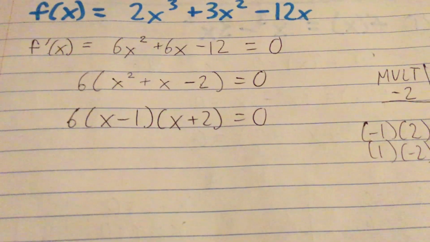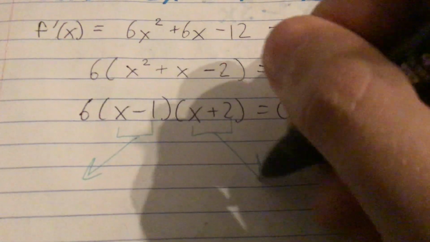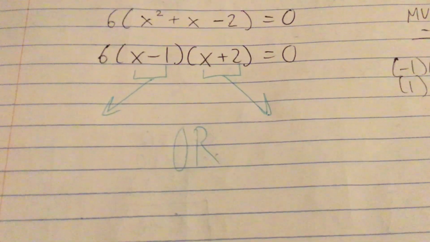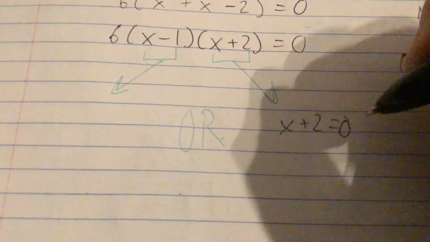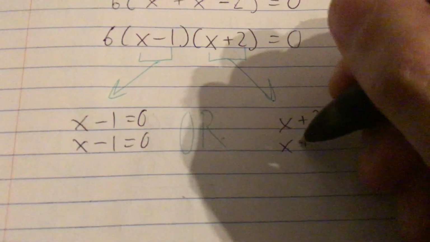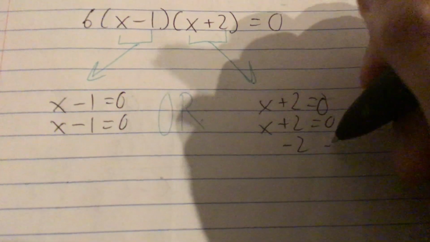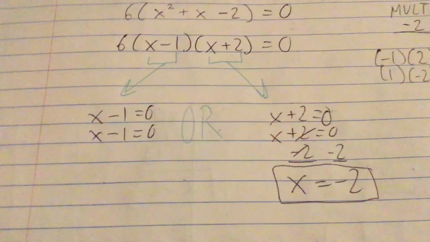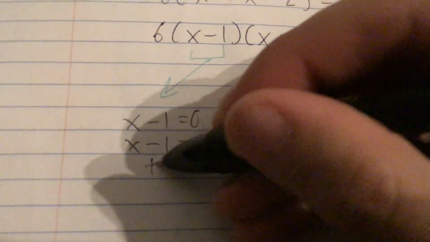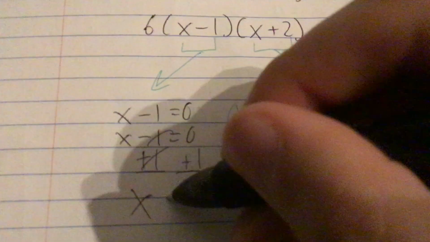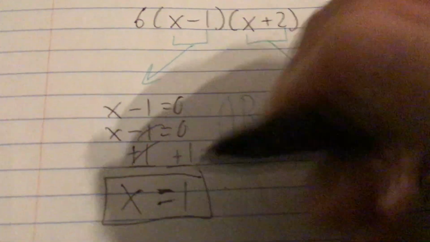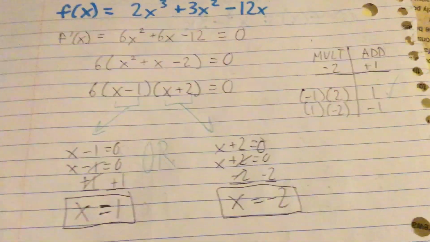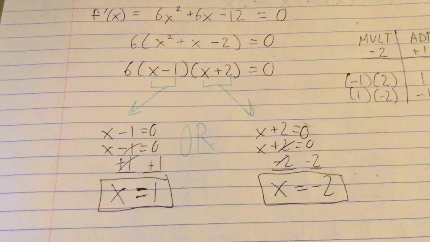And now, we can use the zero product principle to solve for x. So either x minus 1 is equal to 0, or x plus 2 is equal to 0. So let's solve. So now, let's split them up and solve for x. Subtract 2 from both sides on the right equation. One of the critical points is x equals negative 2. That's the x value. We'll find the y value soon enough. Okay, add 1 to both sides. On the other equation, x is equal to positive 1. So the x values of the critical points are at x equals 1 and x equals negative 2. Those are the horizontal tangent lines.